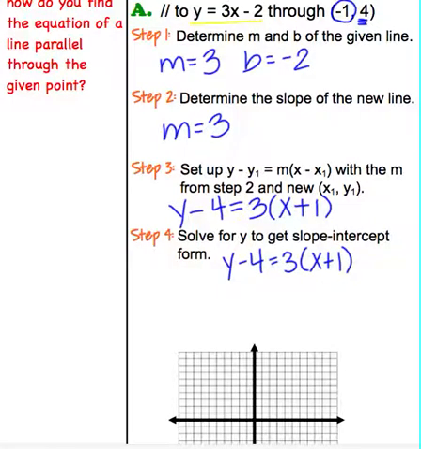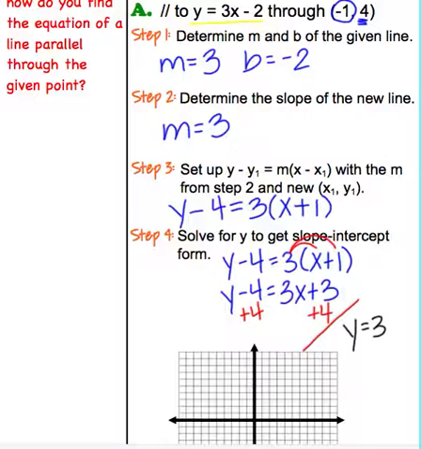And then we're going to do our first step of distributing. Now remember, a lot of you say you're going to distribute to both values in the parentheses, but then don't distribute to both of the terms. So make sure you distribute to both terms. When we do this, we get y - 4 = 3x + 3. Then that final step of solving for y is to add 4 to both sides, which gives us a final equation in slope-intercept form of y = 3x + 7.